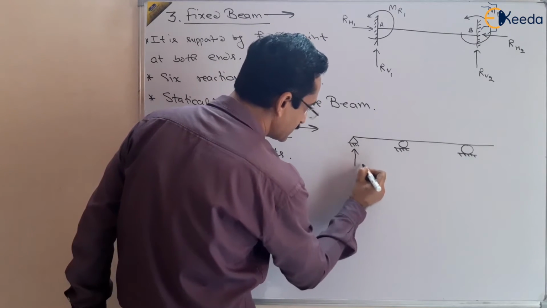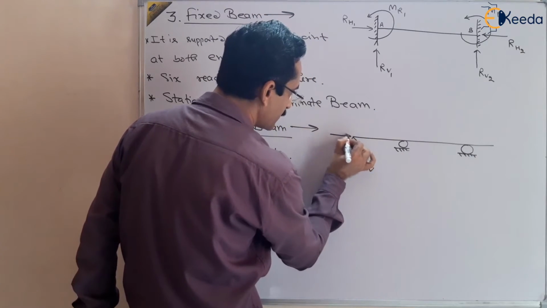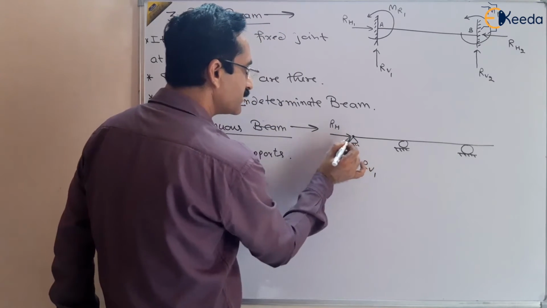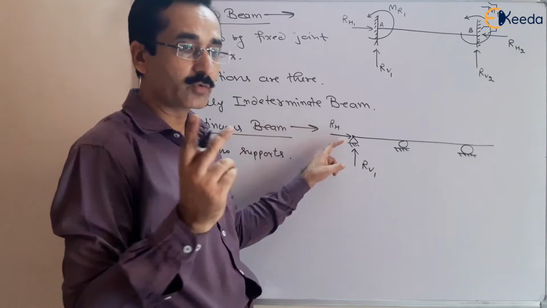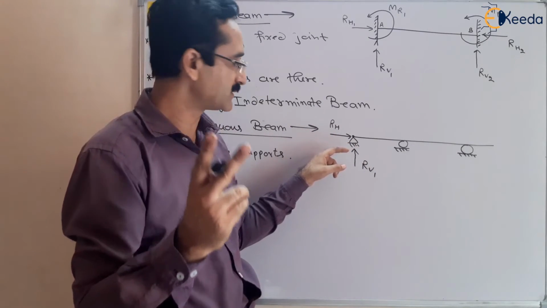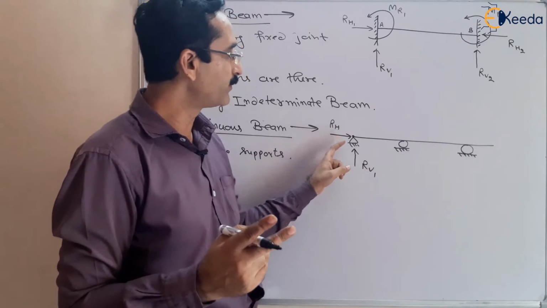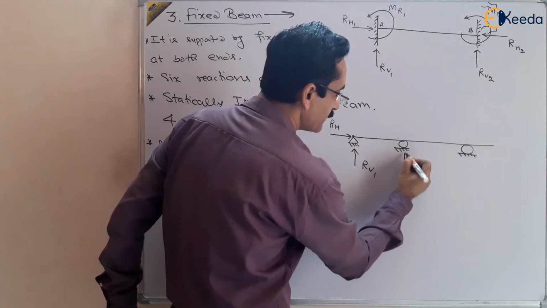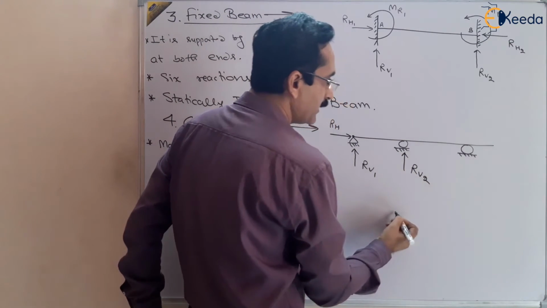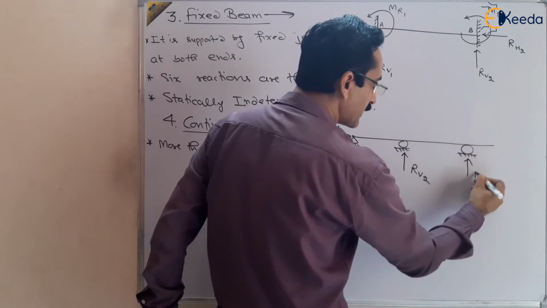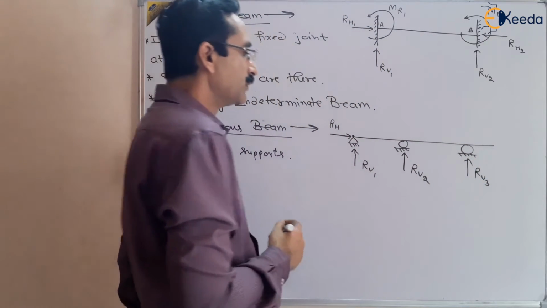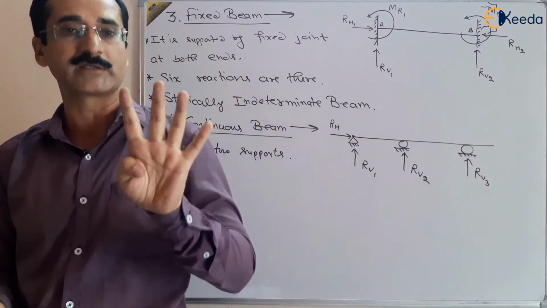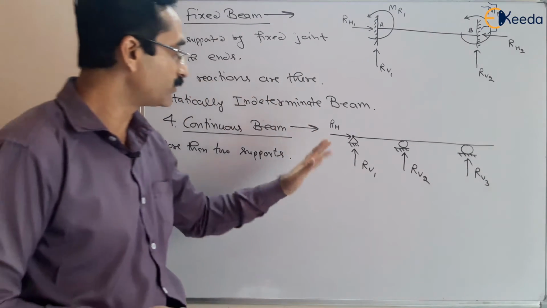One is the vertical reaction at the hinge point. One is the horizontal reaction at this hinge point, right? So there are two reactions at this hinge point. You know that at a hinge point there are two unknowns, vertical and horizontal reactions, right? At a roller joint there is only one reaction, that is the vertical reaction. Suppose RV2, and at another also there will be one more reaction, RV3. So we have three vertical reactions and one horizontal reaction. So we have four unknowns, four reactions in this continuous beam, right?